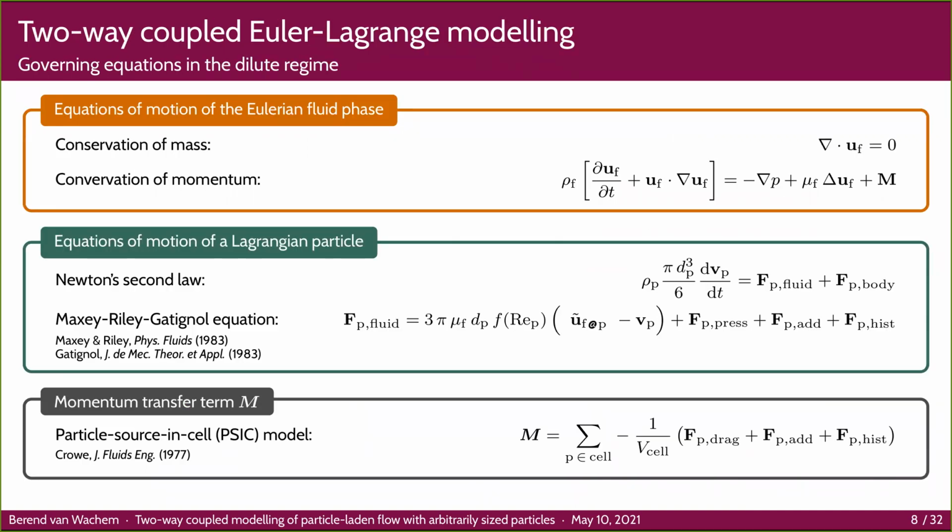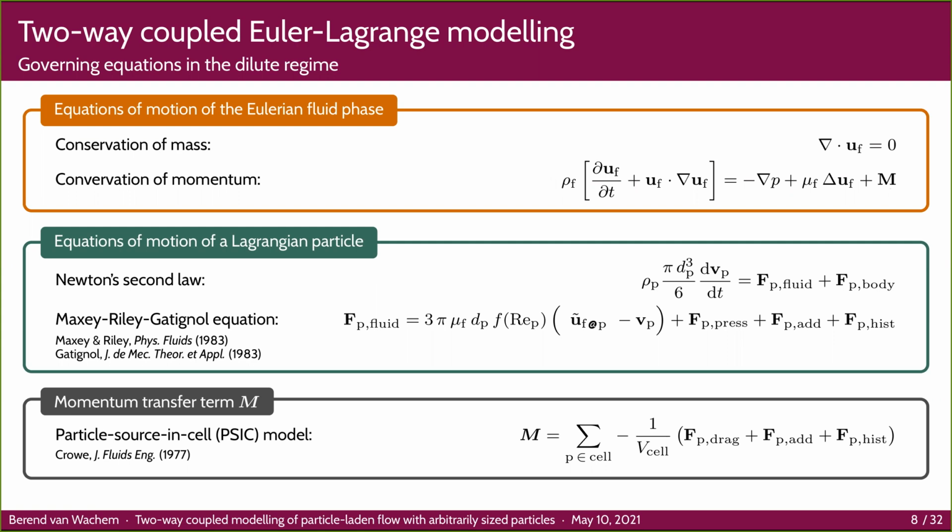So what do we do in an Euler-Lagrange particle solver? We solve the fluid flow equations, and the fluid flow equations are given by the Navier-Stokes equations. Here we have our continuity equation on the top. Here we have our momentum equation, so the acceleration in time, convection, the pressure term, diffusive terms, and the momentum exchange term with the particles.